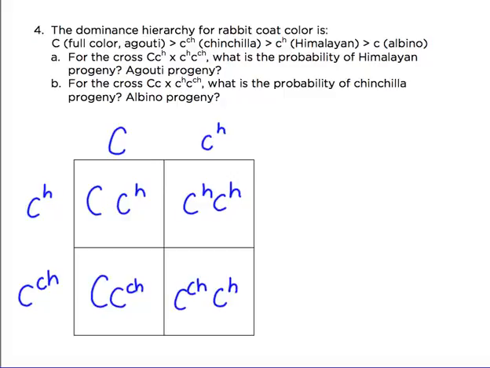Okay, so these are the possible genotypes of the progeny. Let's do phenotypes. So we know that big C, or full color agouti, is dominant over the other 3 alleles. So that means that this individual and this individual are both agouti. So that means that 1/2 of the progeny are agouti. Now this individual is little c^h, little c^h, so they are Himalayan. So 1/4 Himalayan.